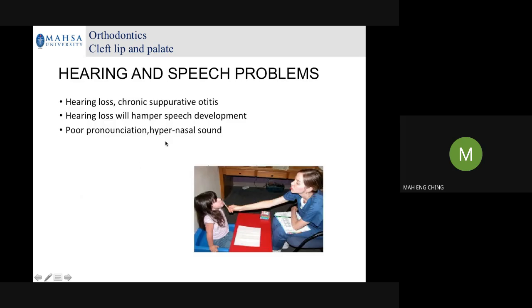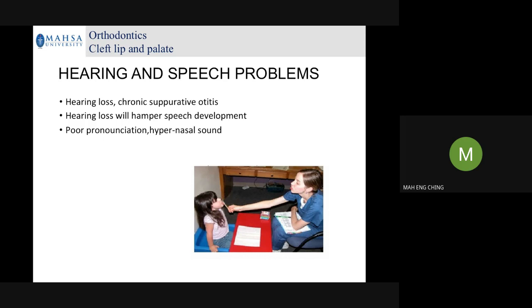The hearing and speech problem. Some cleft patients can have hearing loss. Sometimes they have infection or pus in the ears, otitis, then hearing loss, which harms speech development. If you cannot hear, then you cannot speak. So that's why the patient sometimes has a problem communicating with the parents. So we have to be very patient when the patient has this problem.